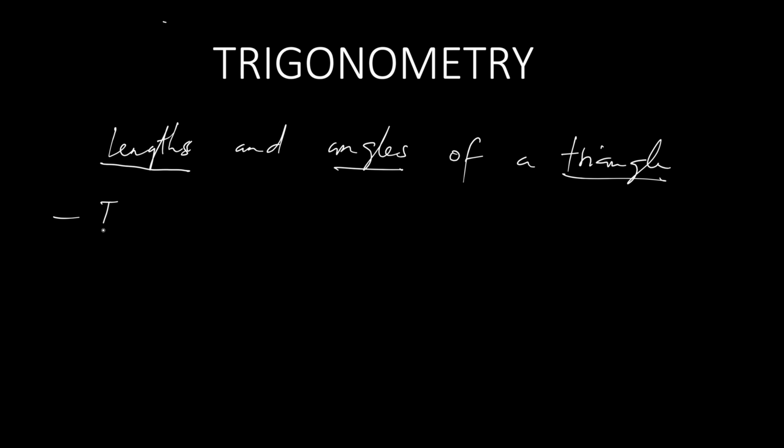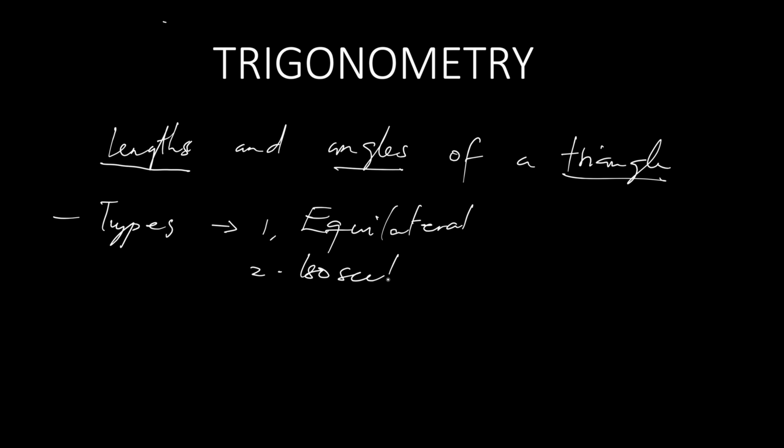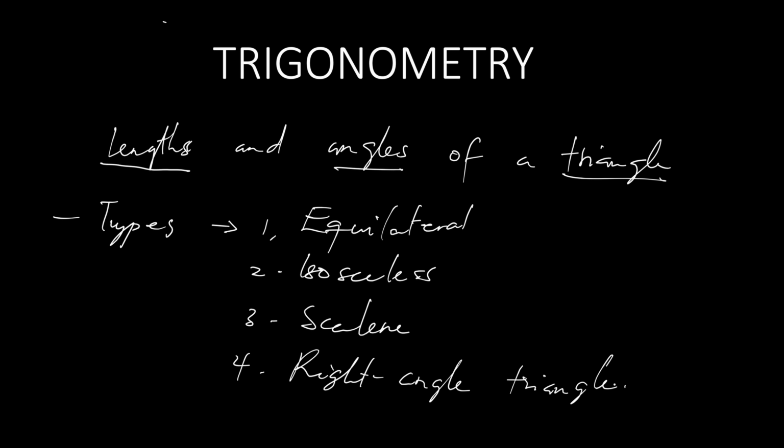So for the types of triangles, we have the equilateral triangle, the isosceles triangle, the scalene triangle, and then the right-angled triangle. But mostly, trigonometry is normally associated with the right-angled triangle. So in today's video, our focus will be on the right-angled triangle.